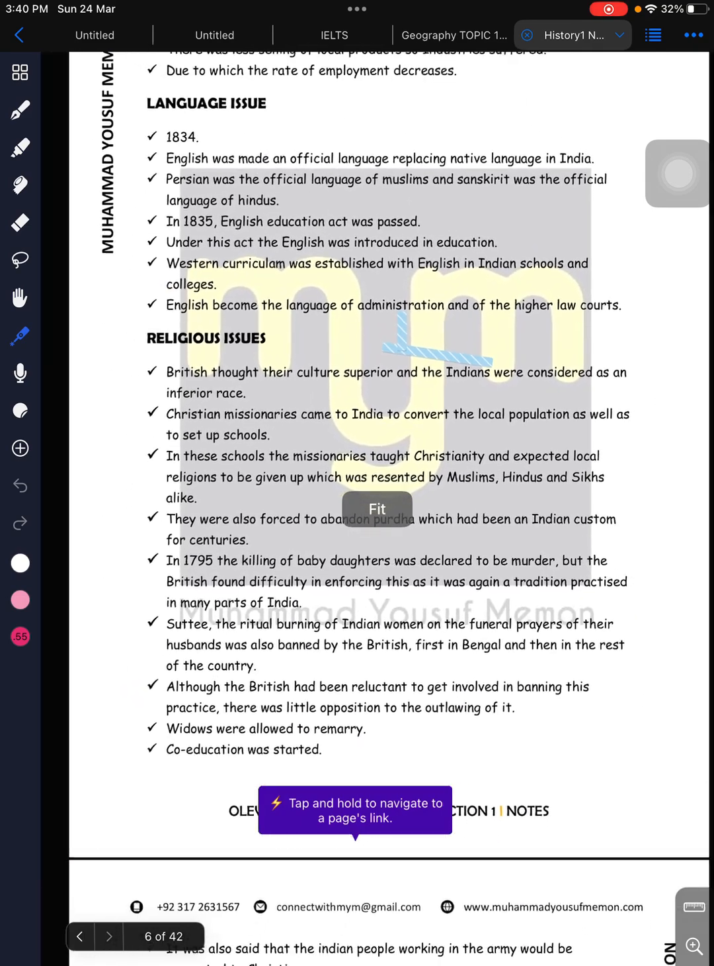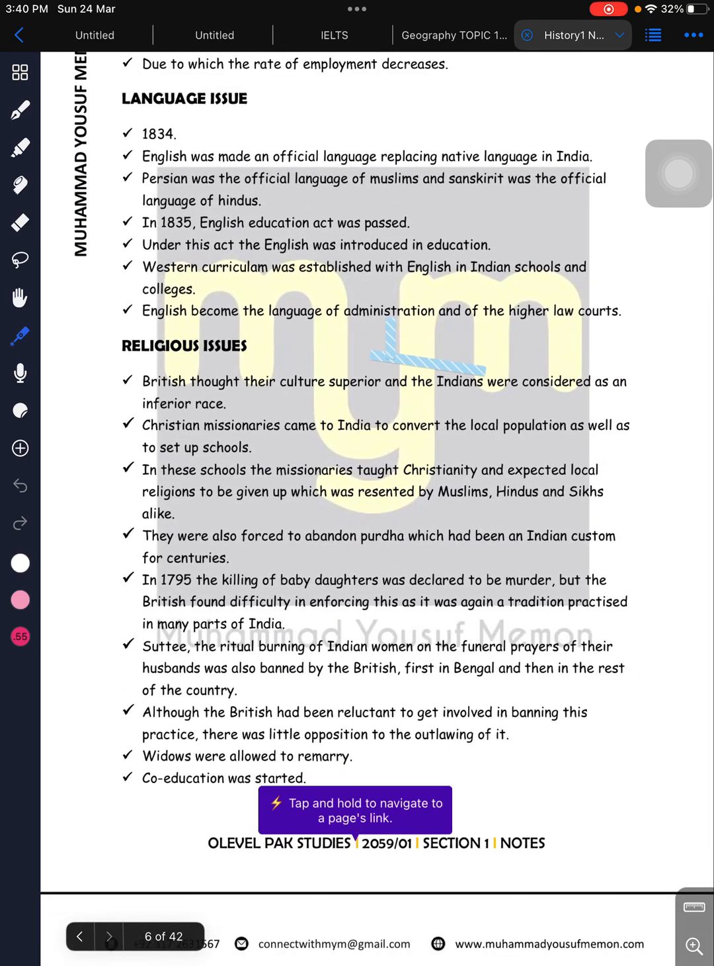Although the British did a lot of good things also, फिर भी देखो अगर सती बैन किया, this was a good thing, but क्योंकि ये हिंदू कस्टम था and Hindus used to do this, their forefathers used to do it, इनको लगता है एक tradition and they must do that. So this is something that angered and offended them, right? Widows were allowed to remarry.